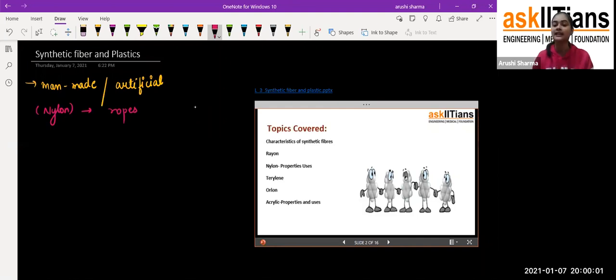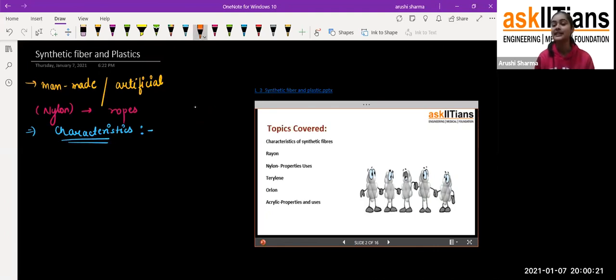So, starting with our first topic of today's class, that is the characteristics of synthetic fiber. I hope my students remember that in the last class we discussed so many things about the synthetic fibers and their characteristics also. Like, what are the advantages we are getting from it?